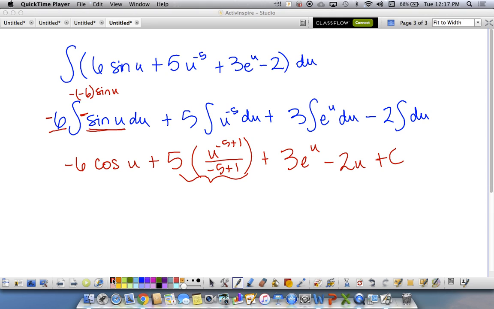So if I rewrite negative 6 cosine u plus 5u to the negative 4 over negative 4. Ooh, maybe, instead of having that negative 4 there, maybe I just make the whole thing negative. Okay? Yes, that's a much better plan. Plus 3e to the u minus 2u plus c.